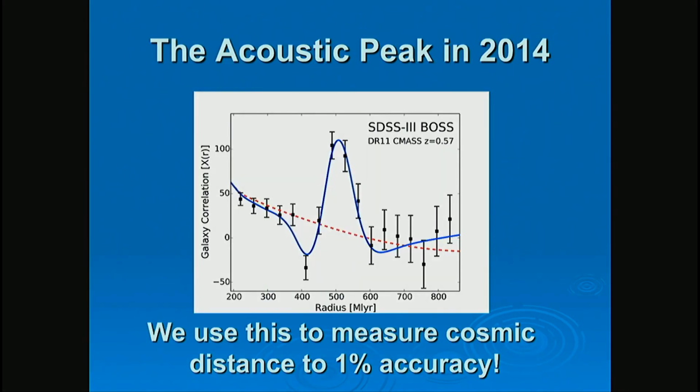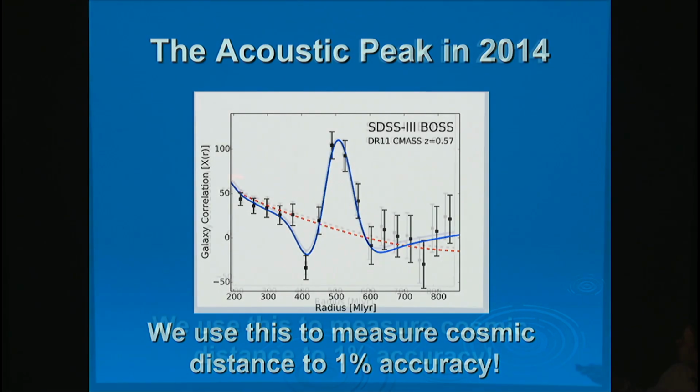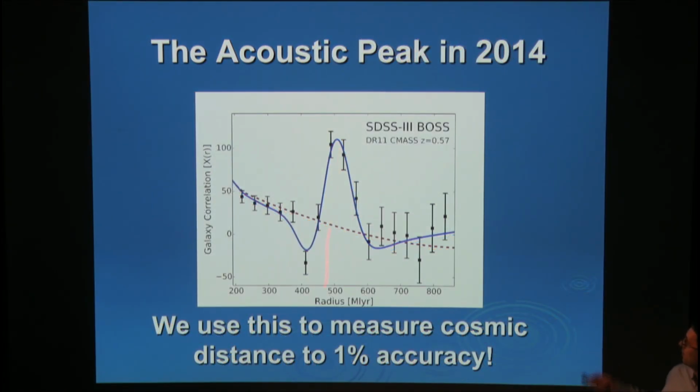So the best acoustic peak we have at this point is this one. So this bump at 500 million light year radius. And basically measuring the location of this bump relative to the prediction from the blue line is what gives us our measurement of distance. And this actually gives us a 1% measurement of the distance to redshift 0.57. It's the most precise extragalactic distance yet measured.